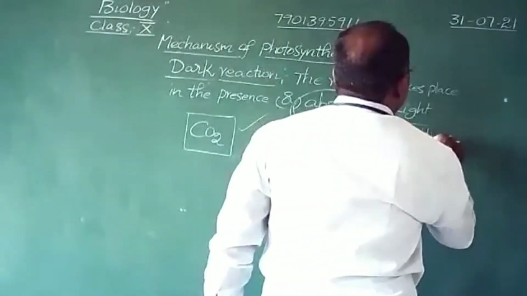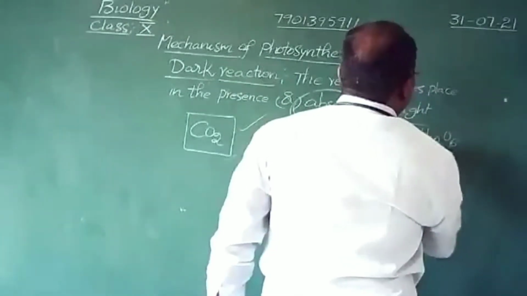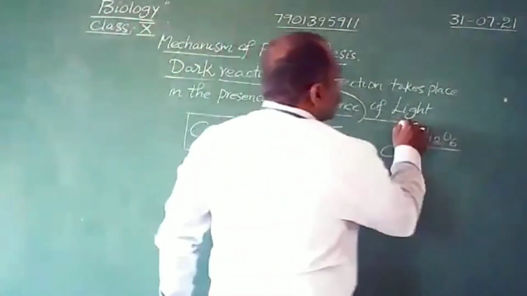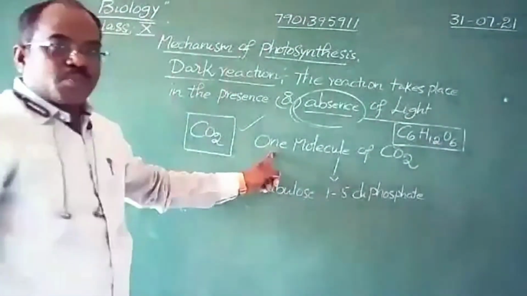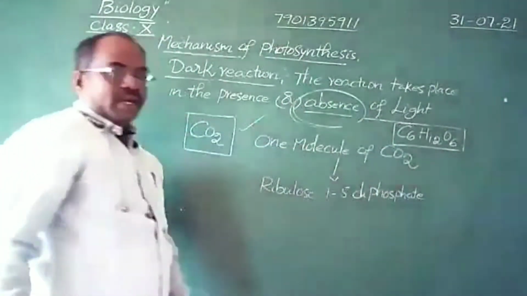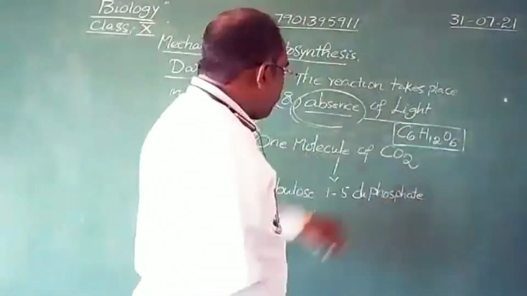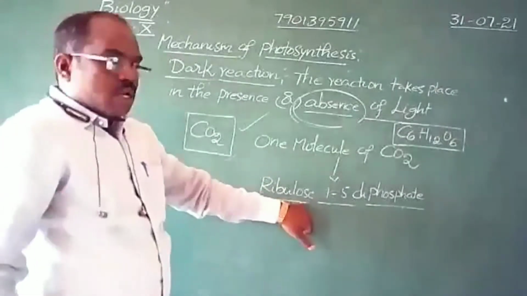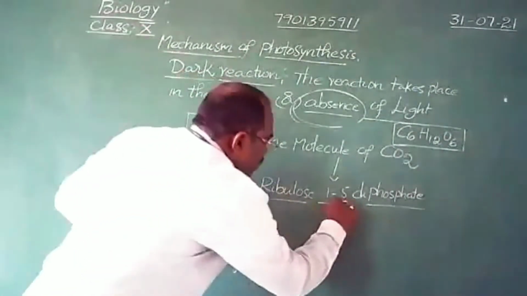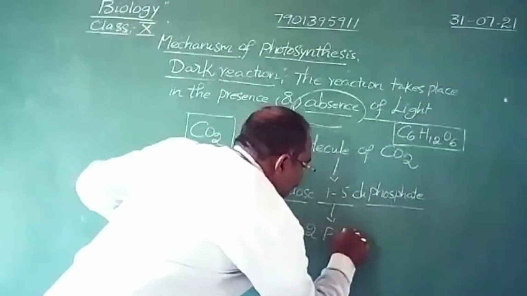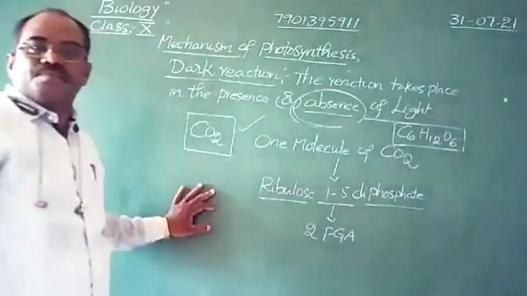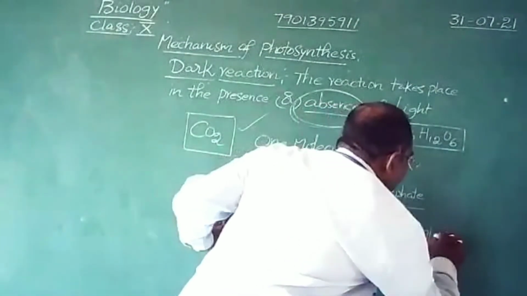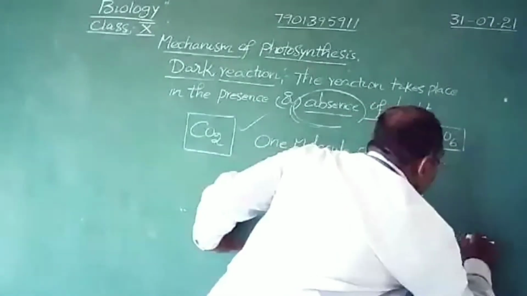The glucose formula is C6H12O6. Carbon dioxide plays a major role in the formation of glucose. In this process, one molecule of carbon dioxide is converted into ribulose 1,5 diphosphate. Ribulose 1,5 diphosphate is converted into 2 PGA. PGA means phosphoglyceric acid.